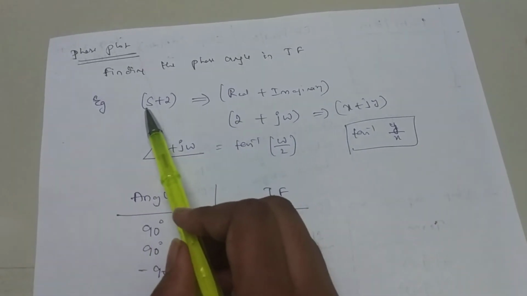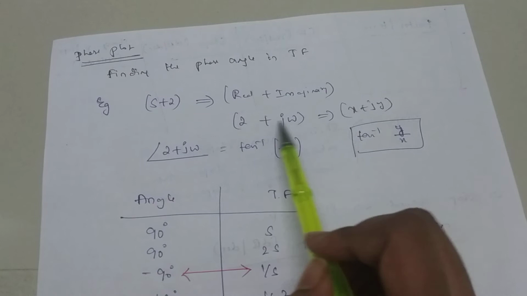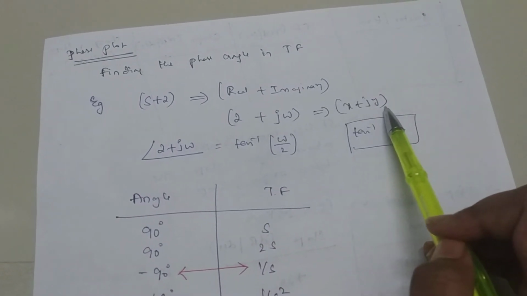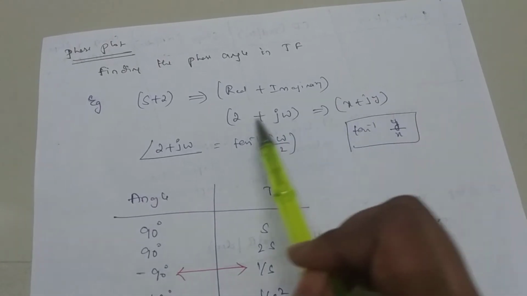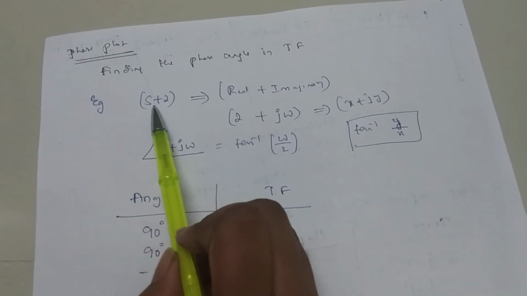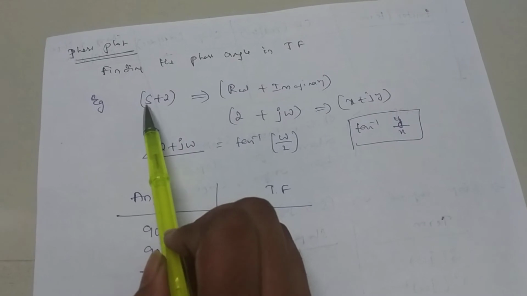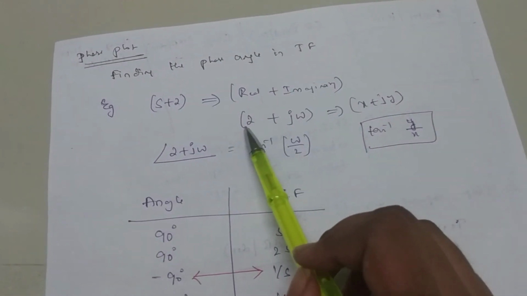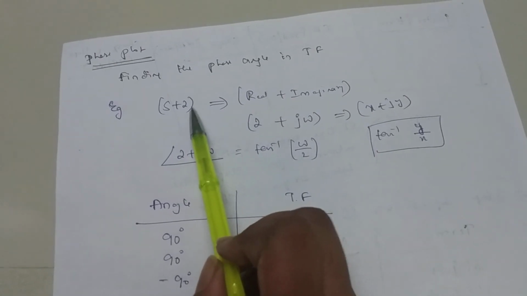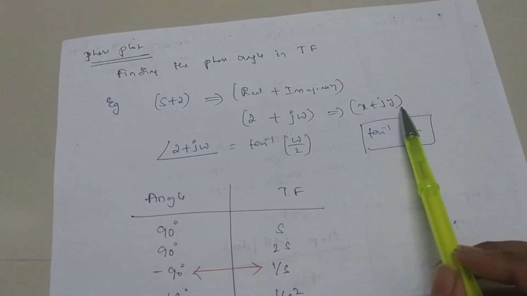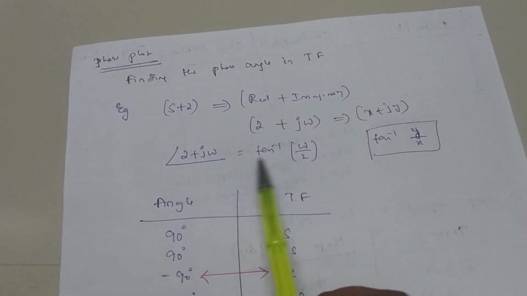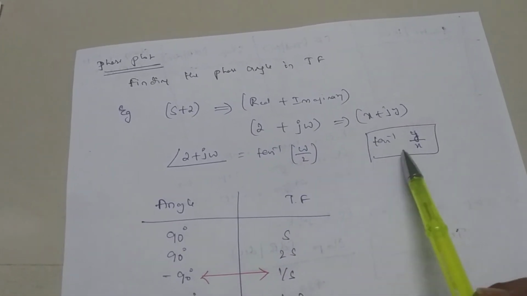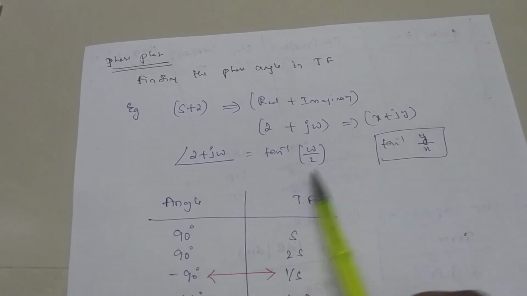See, s I have replaced by j omega here. So 2 plus j omega. So for this, I have taken x plus jy. See here, for every s term we need to replace j omega here. So that's why I have replaced it by j omega, and 2 is the real part. So here we substitute x plus jy. So here tan inverse of y by x means omega by 2 here. That is tan inverse of y by x.